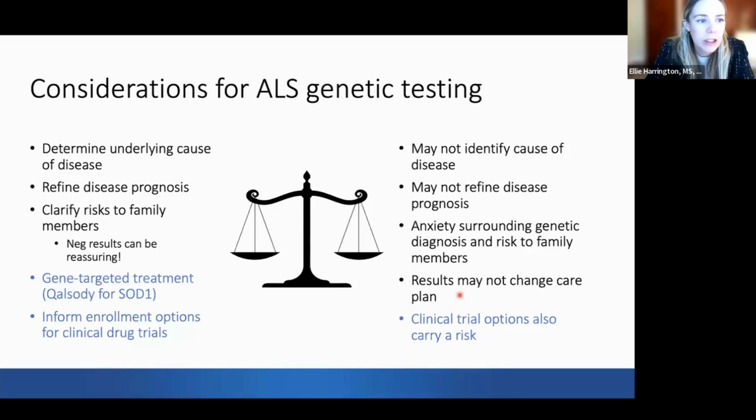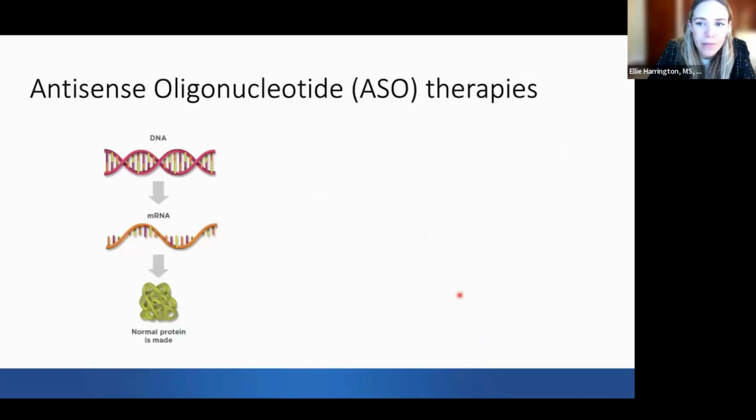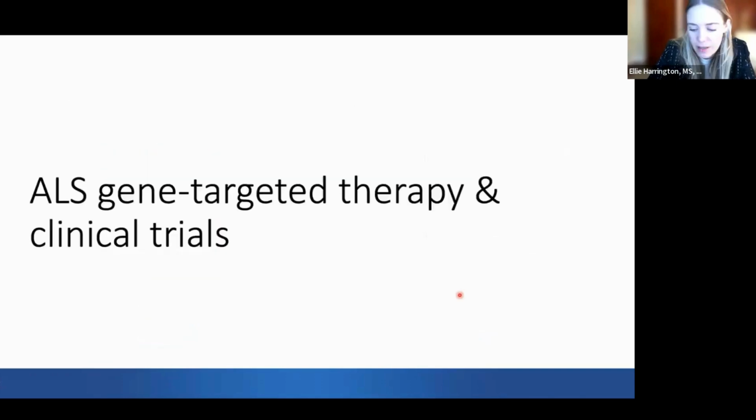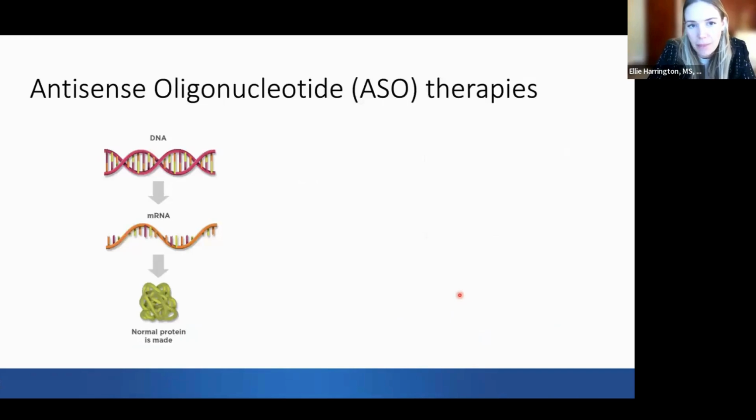I will jump from here to talk about some of these clinical trials and gene-targeted therapies. So that's what I'll focus on in my next part of the talk here. One of the main types of therapeutics that are more common and going through clinical trial for some of these ALS genes are antisense oligonucleotide therapies, or ASO therapies. So just a brief overview of ASO therapies.